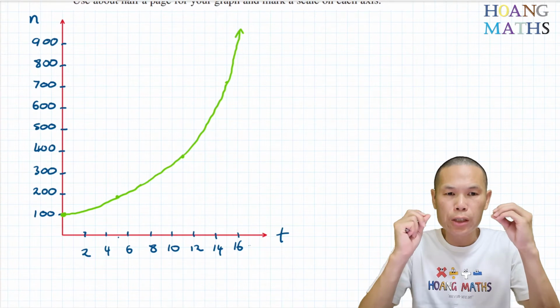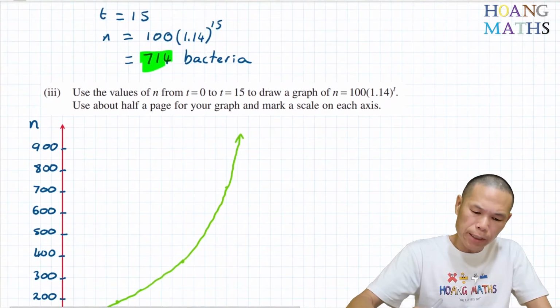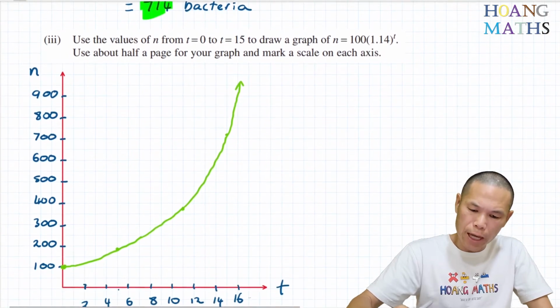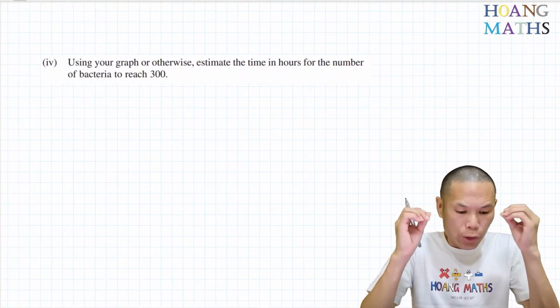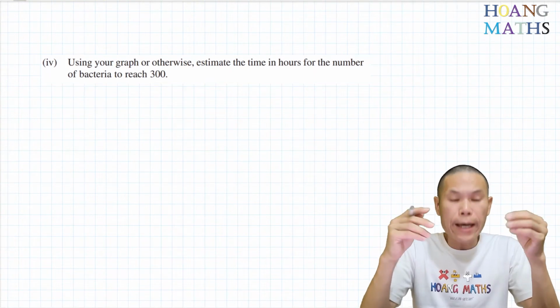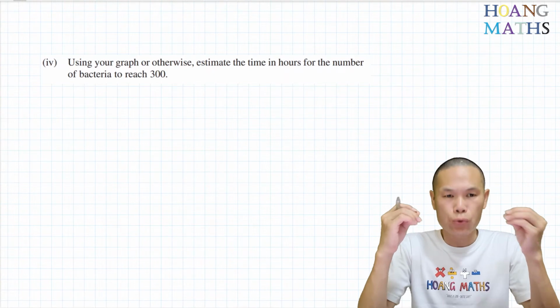So there you go, just a rough sketch, okay? T is the time and N is the number of bacteria. So we just write that. Now part 4: using your graph or otherwise, estimate the time in hours for the number of bacteria to reach 300.